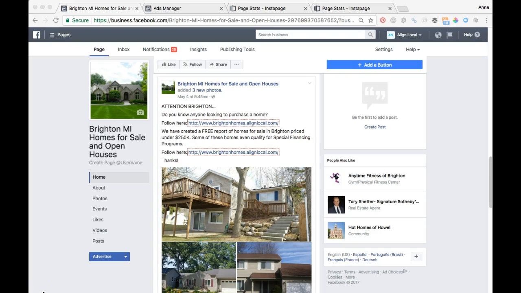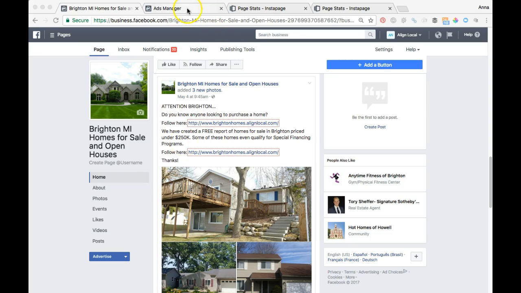I wanted to go over the campaign that I recently did in Brighton, Michigan. This is the community page that we built for these ads, and this is an example of one of the ads that we ran. We're looking for people who are interested in purchasing a home and offering a free report of homes for sale in Brighton priced at 250K and below.